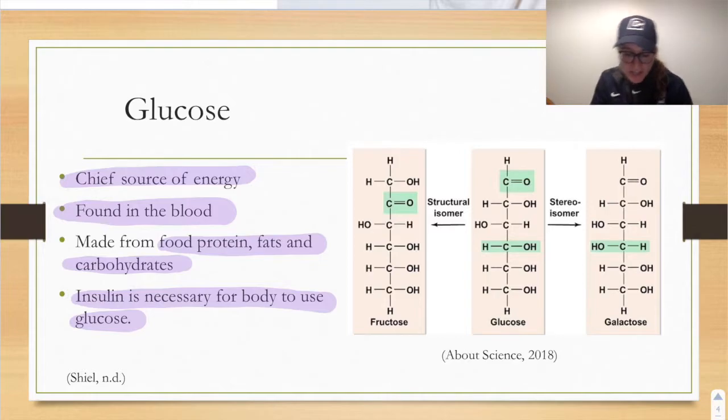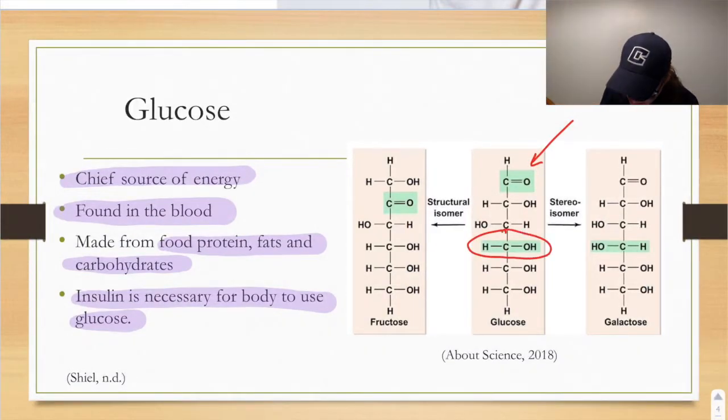Now, if you look at our piece of our slide here, you'll notice that glucose is very similar to fructose and galactose. In fact, they're structural isomers and stereoisomers. So again, from the highlighted regions, we see this double bond between the carbon and the oxygen up here on that first carbon, and then we also see a hydroxide group right there on the fourth carbon as well. So again, it has a unique structure, and there's a specific reason why glucose needs to be this way.